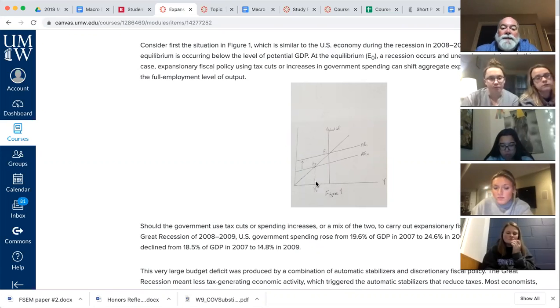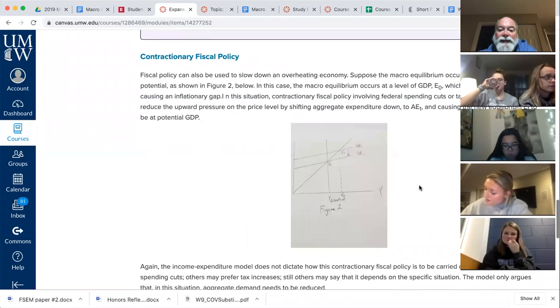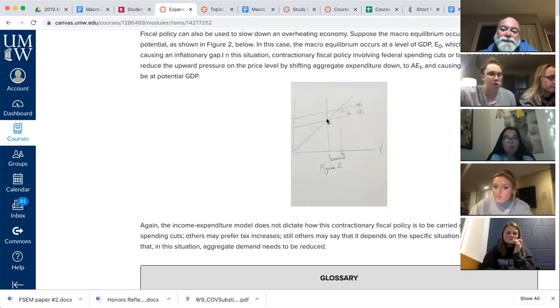Now the other scenario that he identified is called an inflationary gap. And it works about the same way. Let me see if I have a graph of that. Yes, here we go. Suppose we start right here. Here's our equilibrium point.